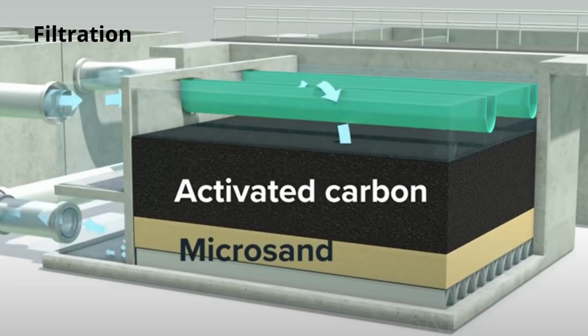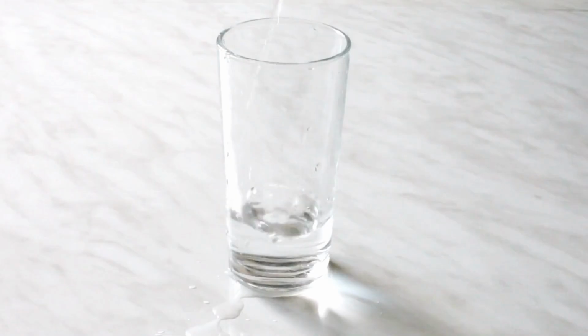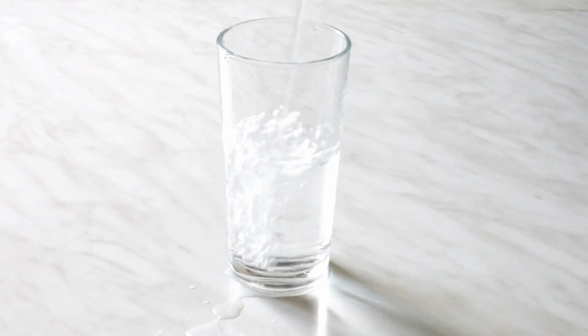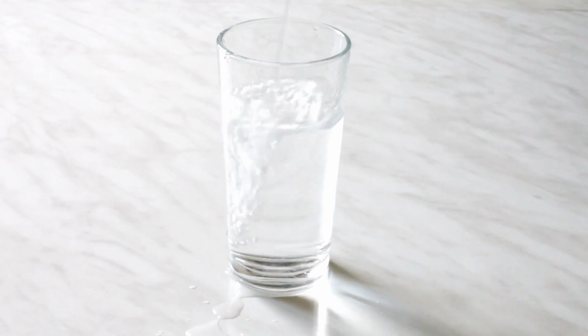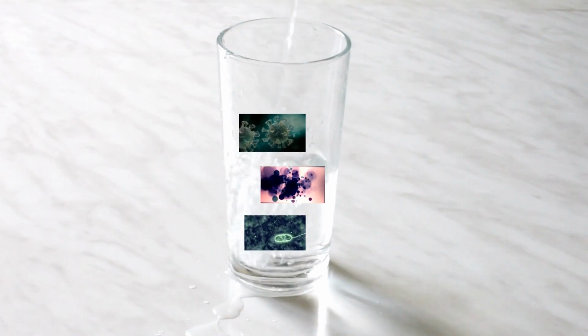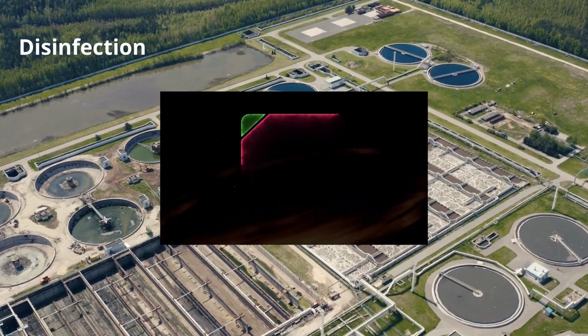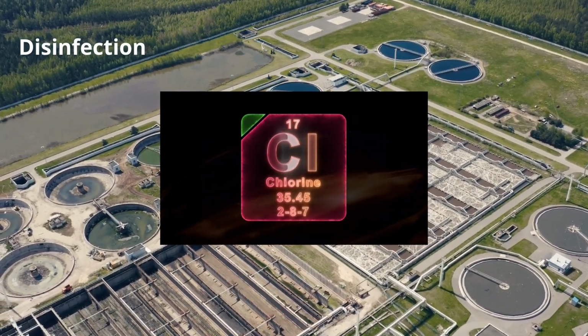Many conventional plants are now using granular activated carbon as the media of choice because it not only provides excellent mechanical filtration of particulate matter, but also removes organic compounds which can cause taste and odor problems. Once the water has gone through the filtration process, it is about as clear and clean as it can get. However, there may still be bacteria and viruses remaining. To ensure these are destroyed, a disinfection process must be employed.